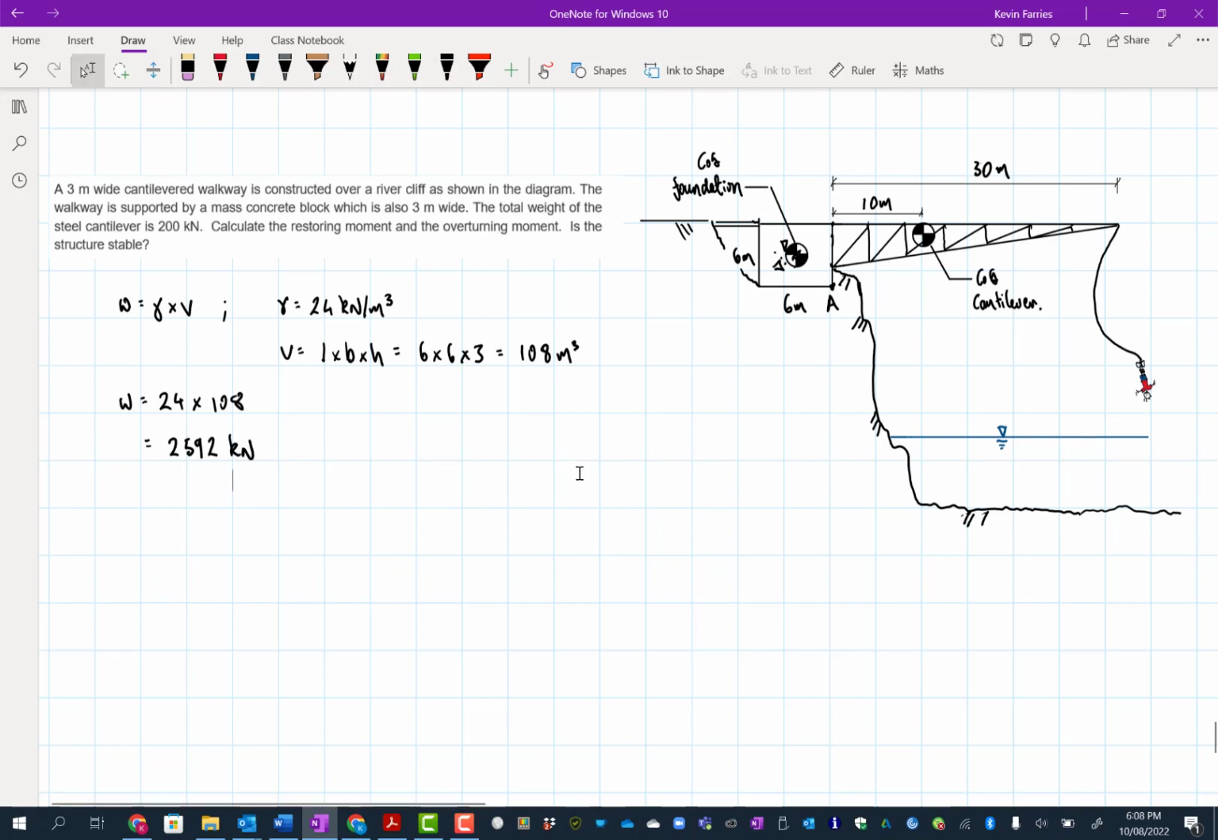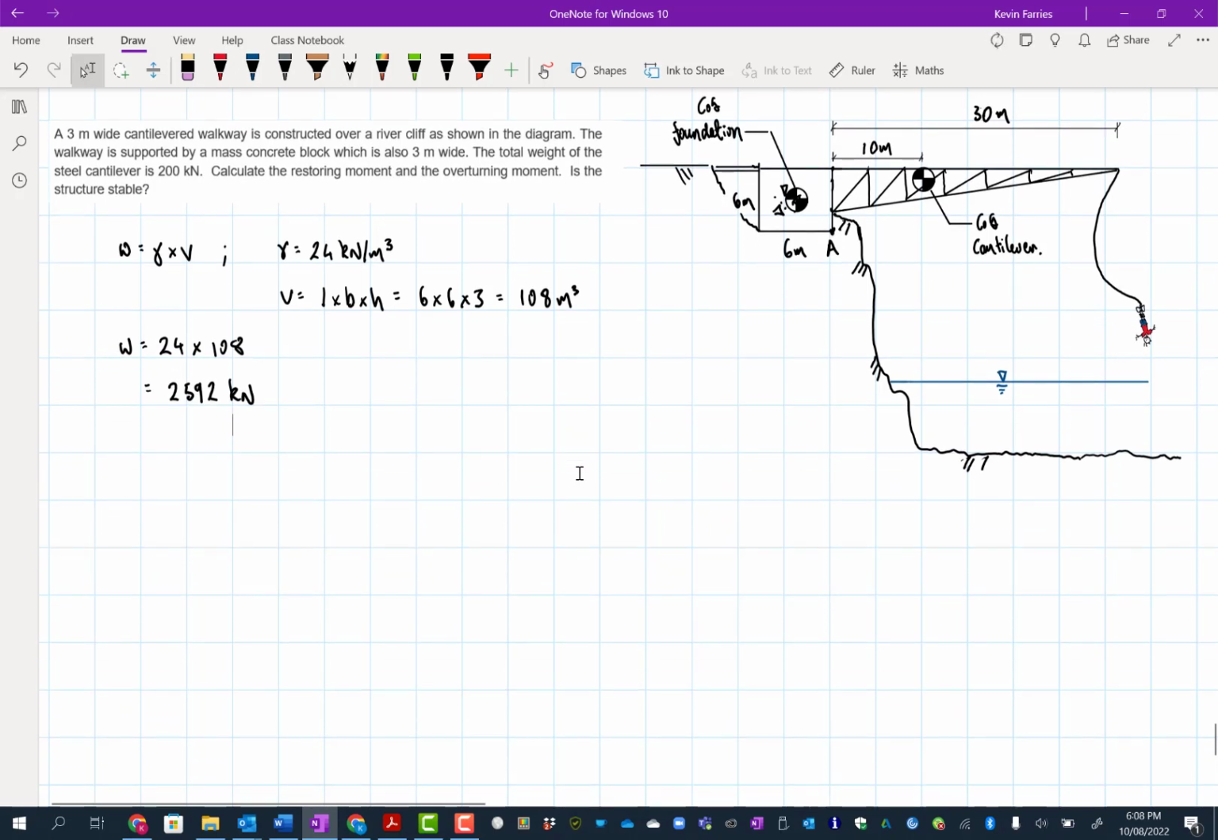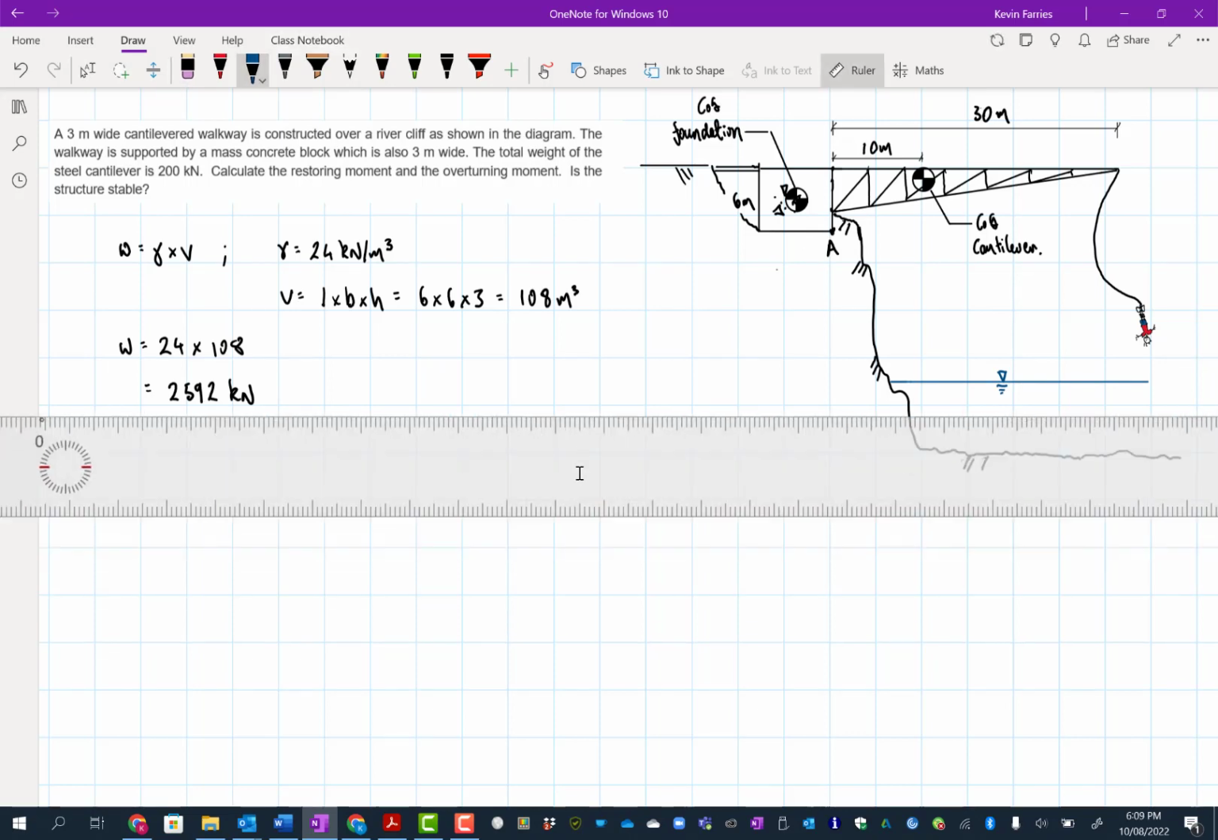Yep. So now we're going to have to figure out, I might just delete that 6 metres, we know that now. So what have we got here? We've got a weight here.